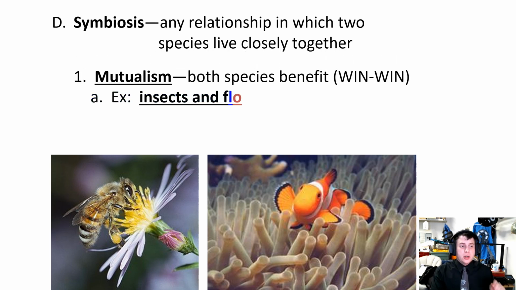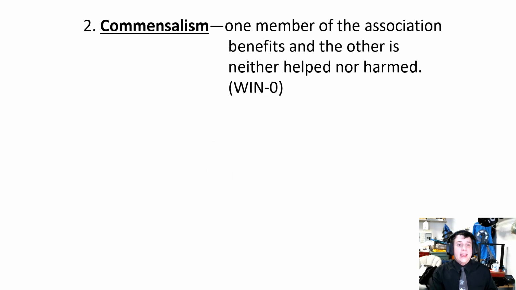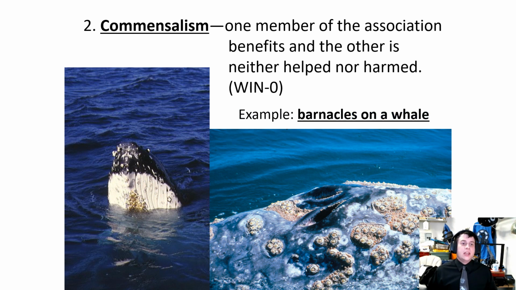So mutualism is the insect and the flower. They are both benefiting. If you can think of any other examples, go for it. But that clownfish and that anemone is often given as an example of mutualism, but it's not. It's actually commensalism. All right, so commensalism is where one benefits and the other is neither helped nor harmed.